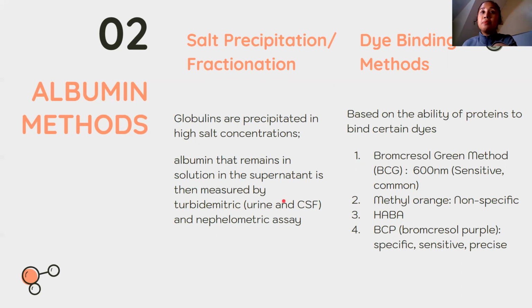And dye-binding methods. So your albumin could bind to anion dyes. Your albumin has the ability to bind with anion dyes. So ito, ano mga pwede? Ito, bromcresol green method at 600 nanometer. Ito yung nasa manual natin. So it's sensitive and it's usually performed. We have methyl orange. Actually, it's non-specific. We have HABA. Paki-check kung ano yung sabihin ng HABA. And we have bromcresol purple. It's specific, sensitive, and precise.